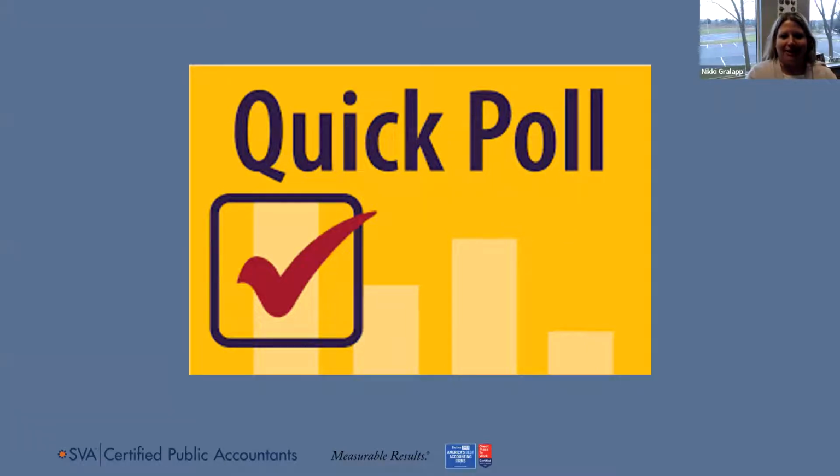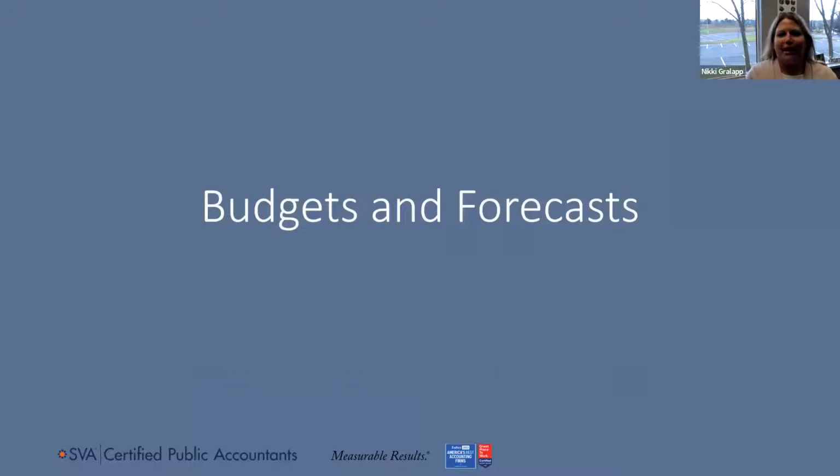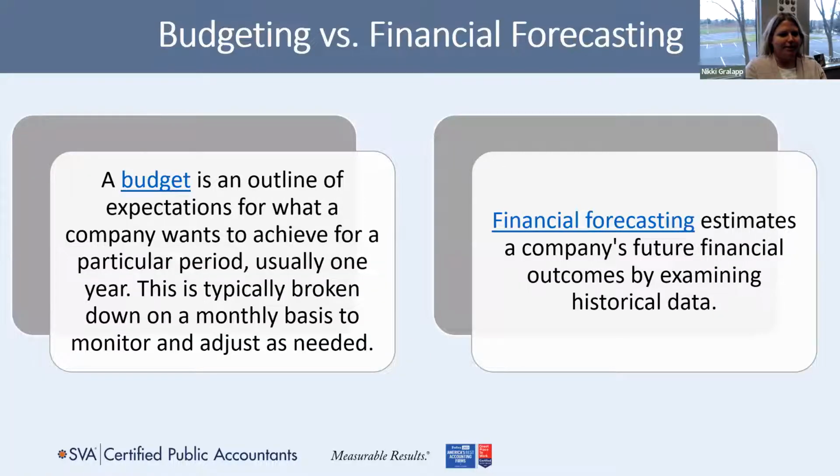So let's jump in and talk about, well, why should you do it if you're not doing it? And if you're doing it annually, what changes do we recommend that you make? So with that, well, what is a budget? What is a financial forecast? So a budget is an outline of expectations of what the company wants to achieve for a particular period. So typically a budget's a 1-year period of, hey, these are the things that we want to achieve.